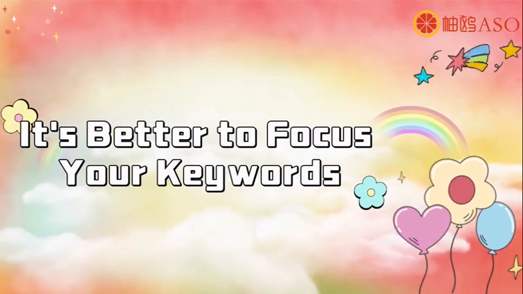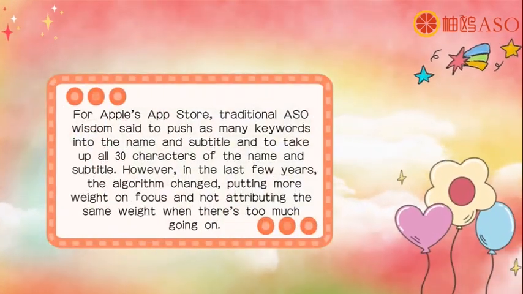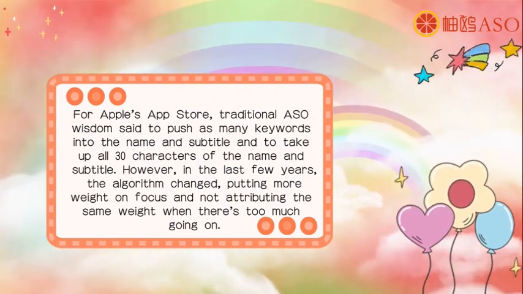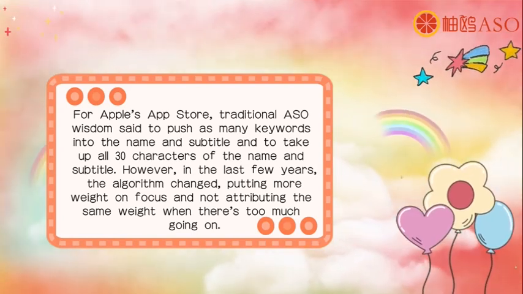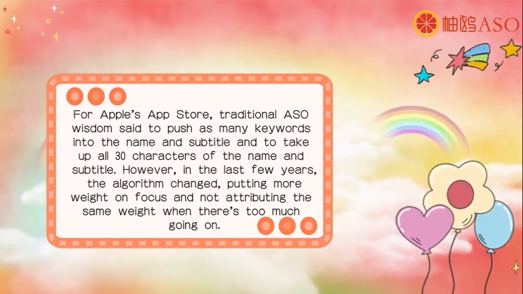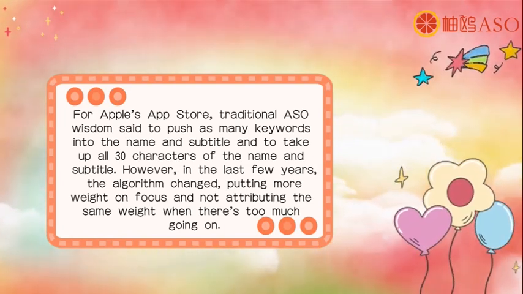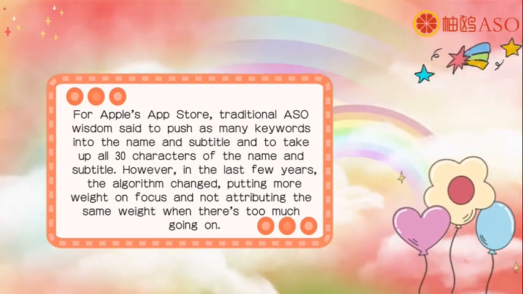It's better to focus your keywords. For Apple's App Store, traditional ASO wisdom said to push as many keywords into the name and subtitle as possible and to take up all 30 characters of the name and subtitle. However, in the last few years, the algorithm changed, putting more weight on focus and not attributing the same weight when there's too much going on.